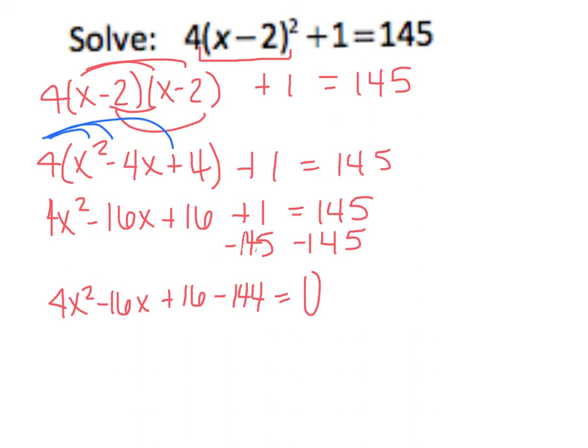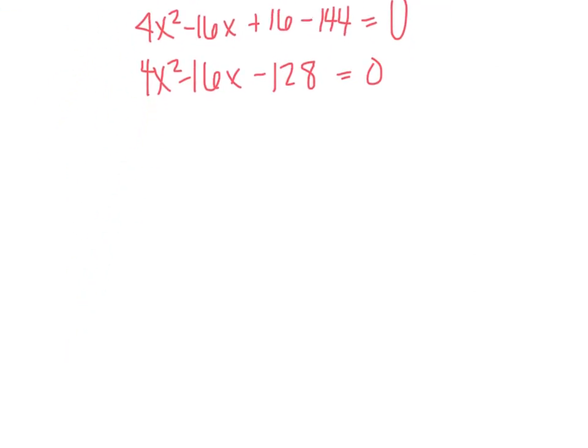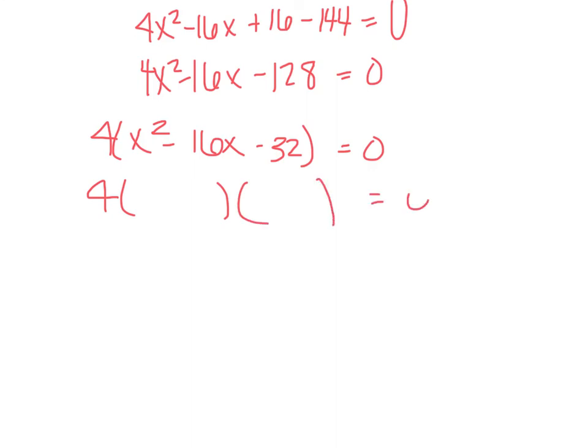And then 16 plus 144. So 4x squared minus 16x is 128. Okay, now I'm going to factor out a greatest common factor here. So 4 and then x squared minus 16x and 128 divided by 4 is going to be negative 32. I'm going to keep on factoring. Whoops, I see what I did. 16, I forgot to divide 16 by 4.